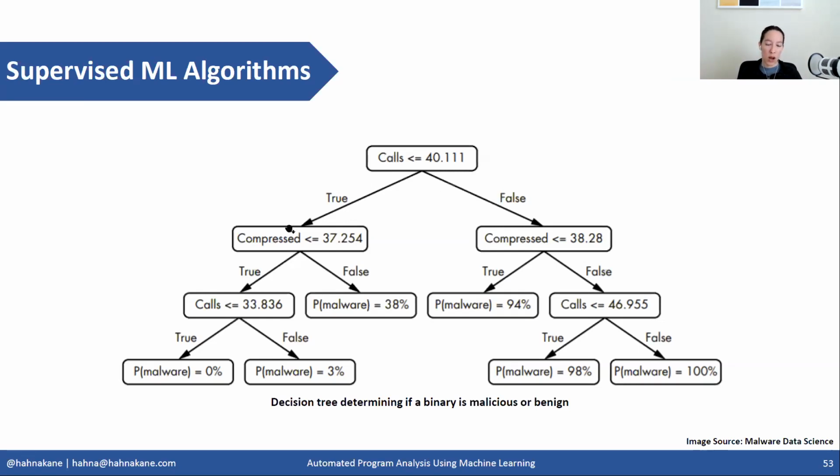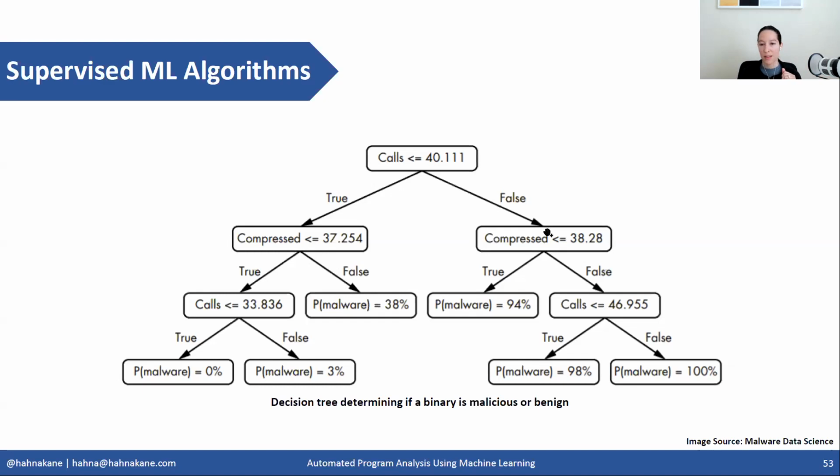So let's say we take the true path. Then I'm going to ask another question. It's like, okay, for this binary, is the amount of data compressed less than or equal to 37%? If it's true, take this path. If it's false, it takes this path. And when it reaches this node, it can say, hey, based on how these questions were answered, there's a 38% probability that this binary is malware, right? And it's going to continue this process until it's very certain about its predictions.